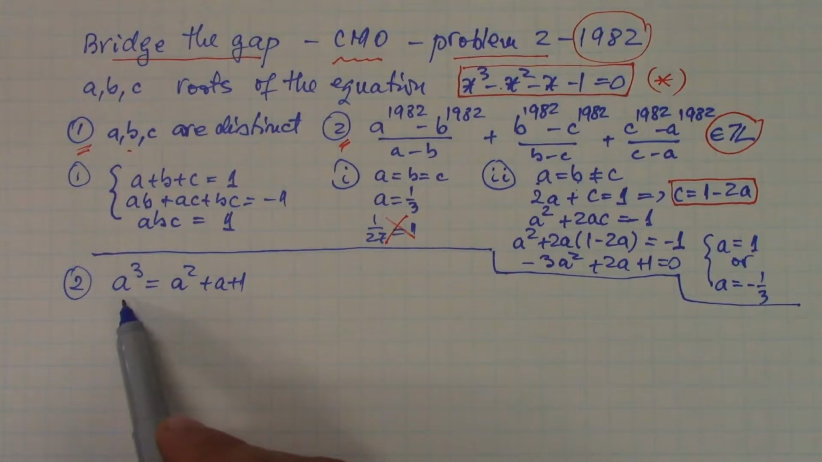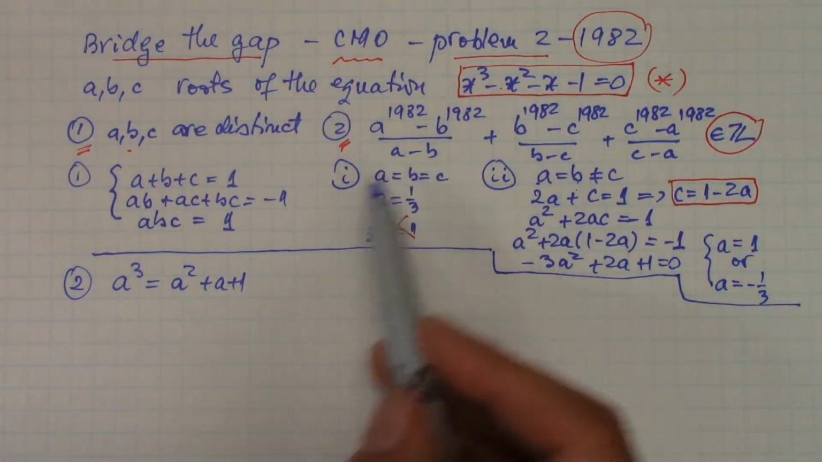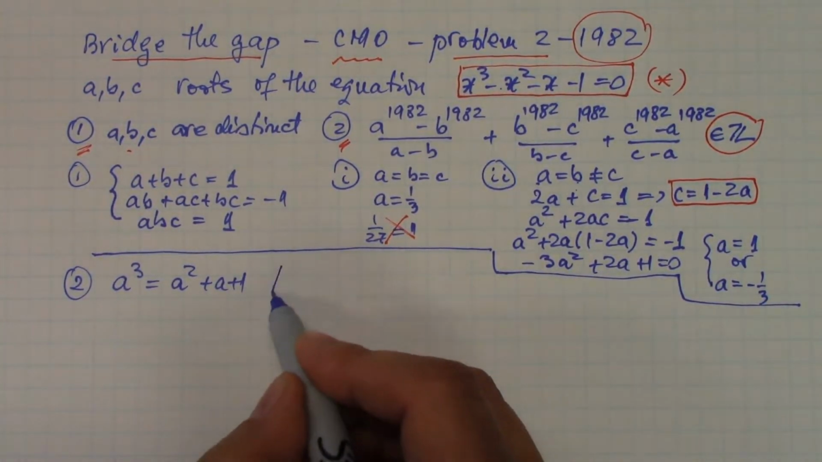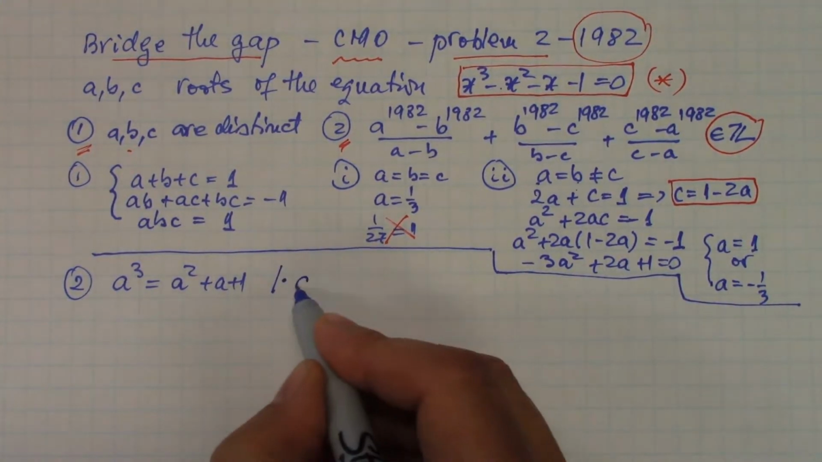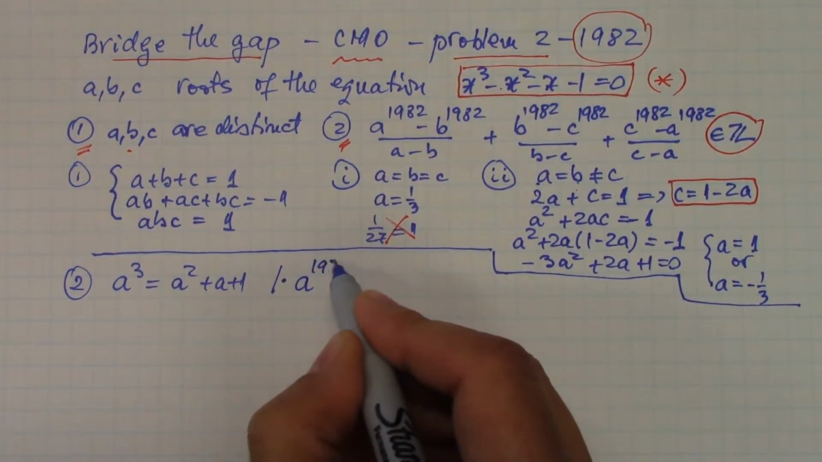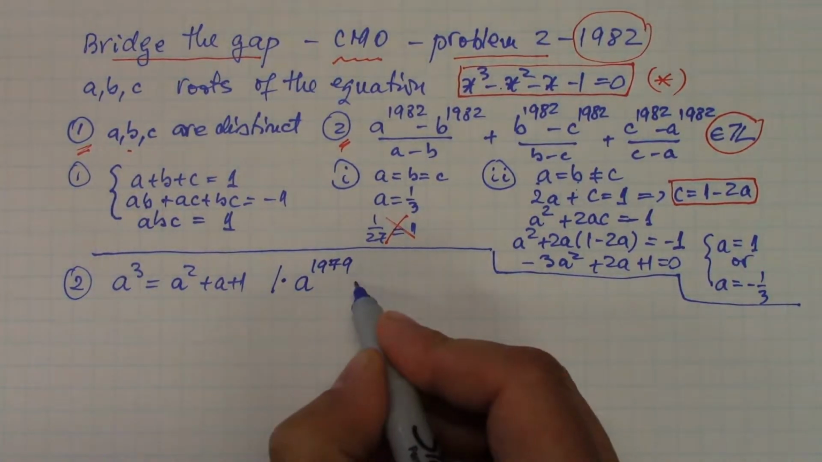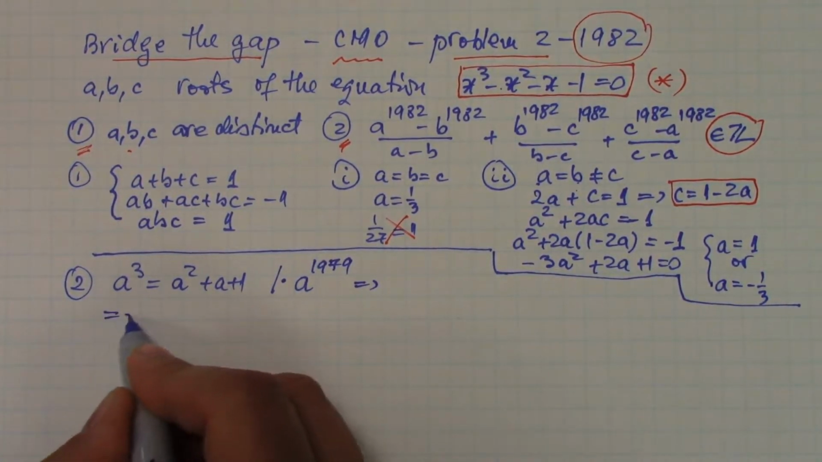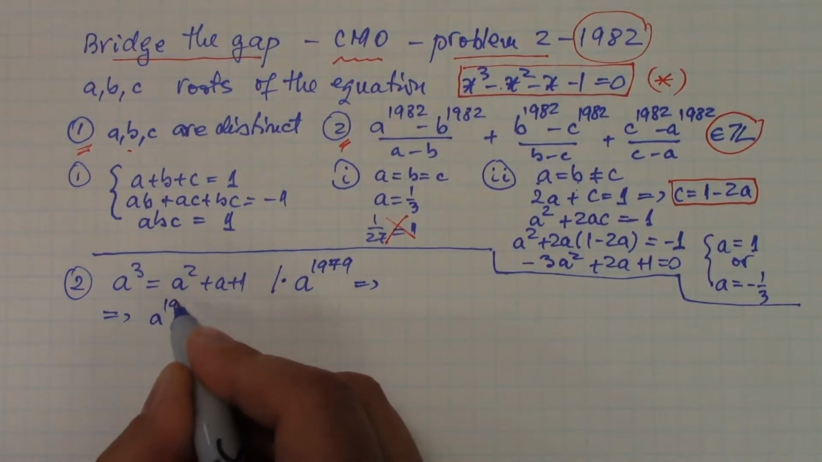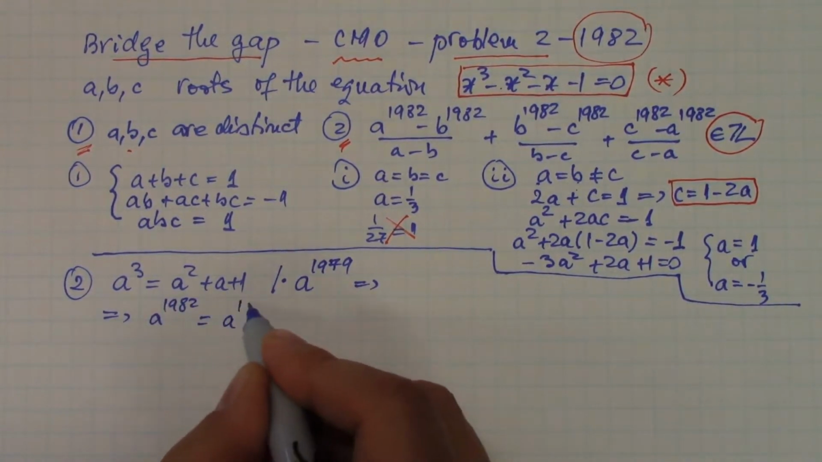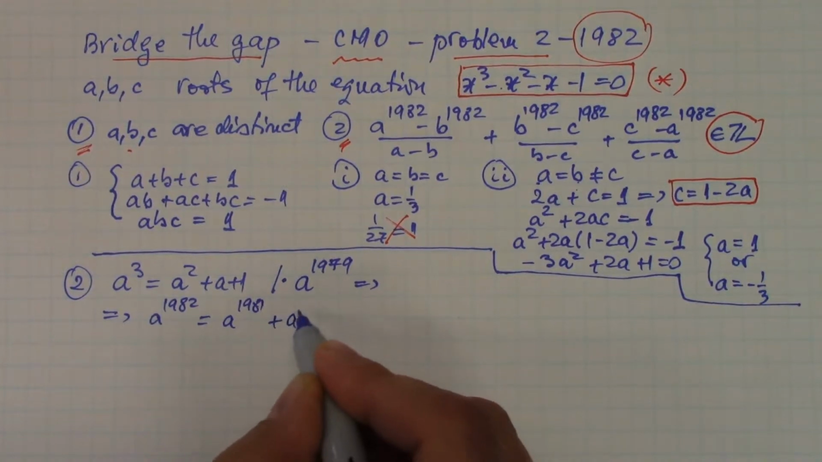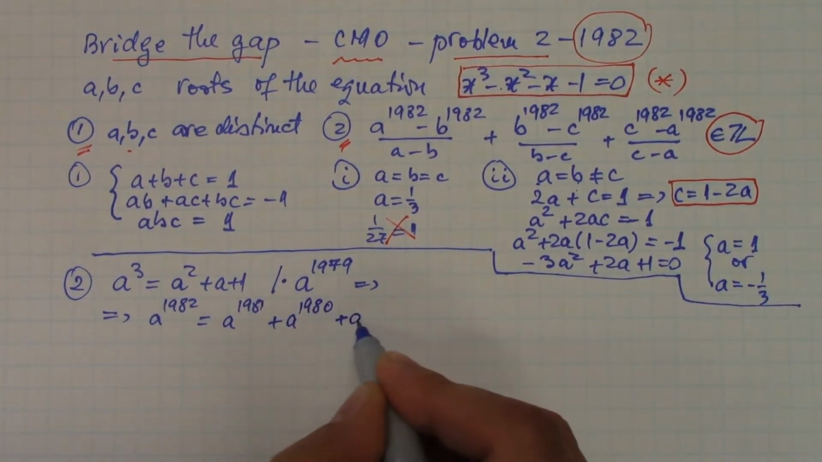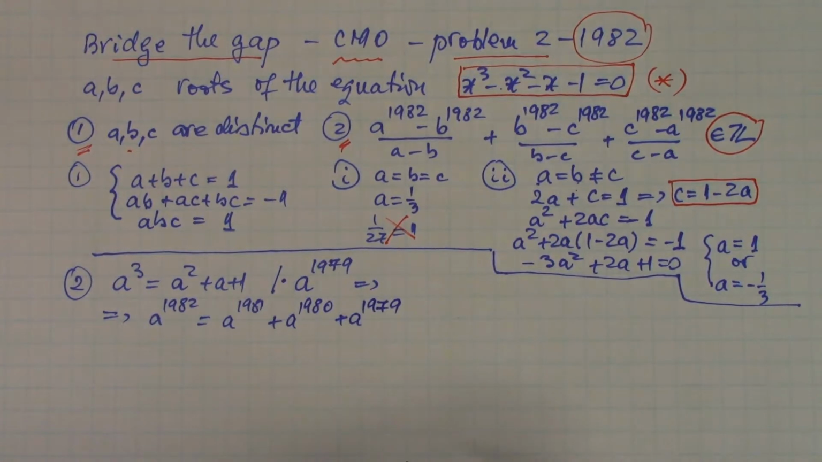Okay, well, how do we get from this to this? Obviously, we are not even close, but if we actually multiply this relationship by a to the power of 1979, we get the following. We get that a to the power of 1982 is equal to a to the power of 1981 plus a to the power of 1980 plus a to the power of 1979. Is this very helpful? Well, maybe it is, because here's what we can do now.